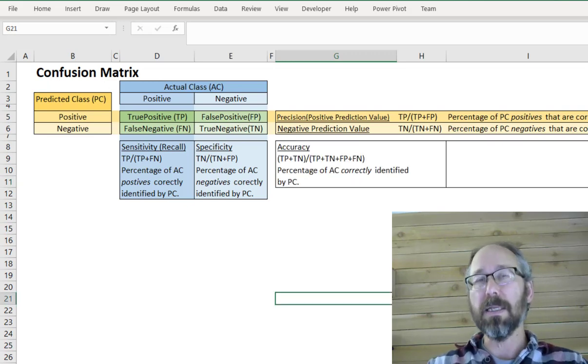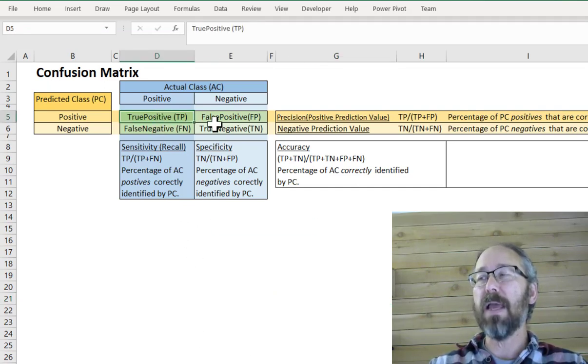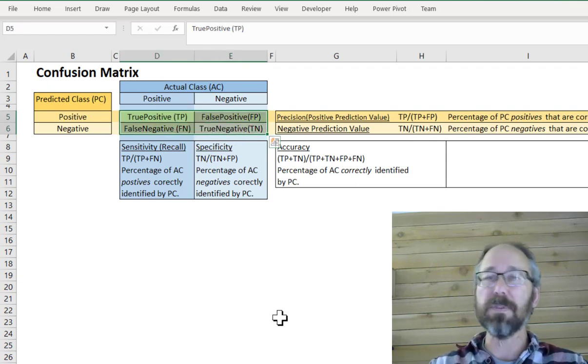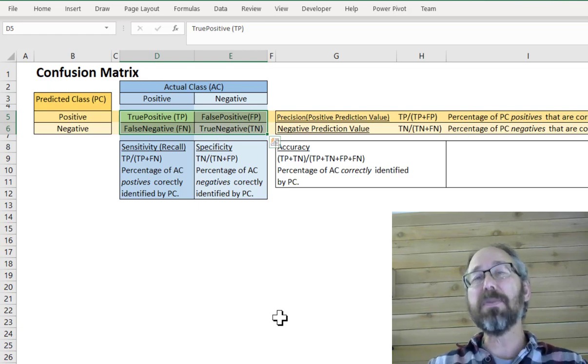Now we can do some calculations that involve all of the cells of the confusion matrix, all of those values. And the first one is called accuracy. Now, accuracy takes the sum of the true positive and the true negative and divides that by the sum of all of the values, true positive, false positive, false negative, and true negative, and that gives us our accuracy, and that's the percentage of the actual class correctly identified by the predicted class.